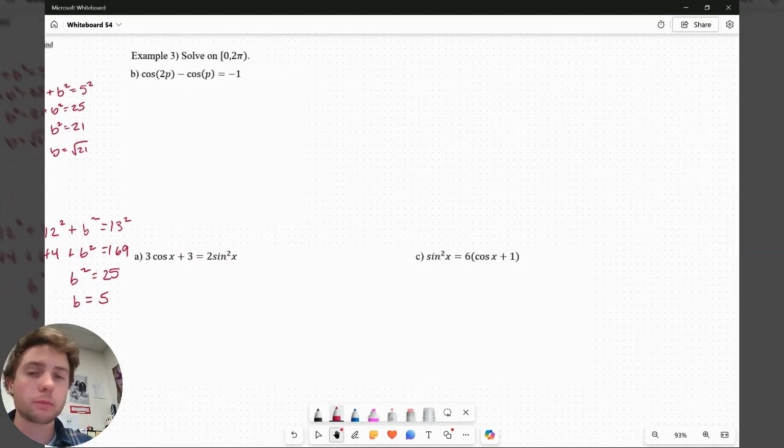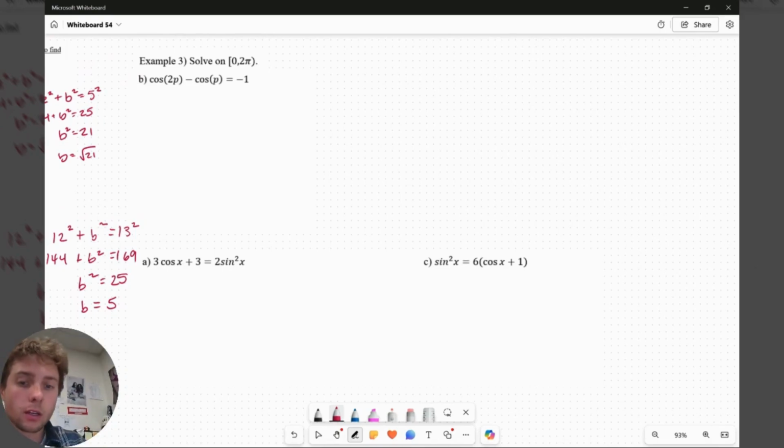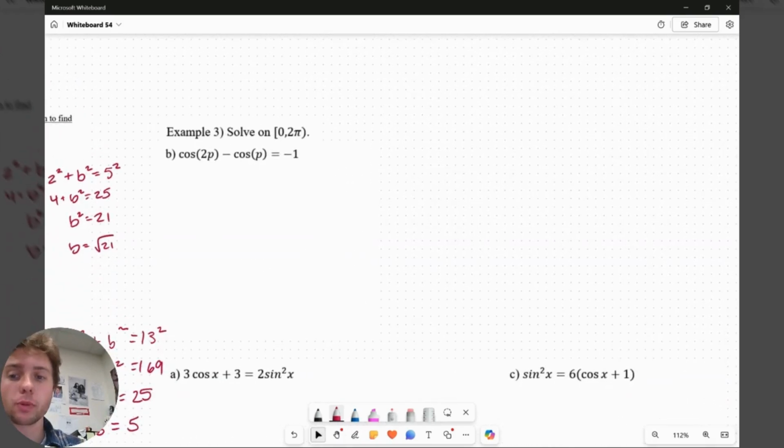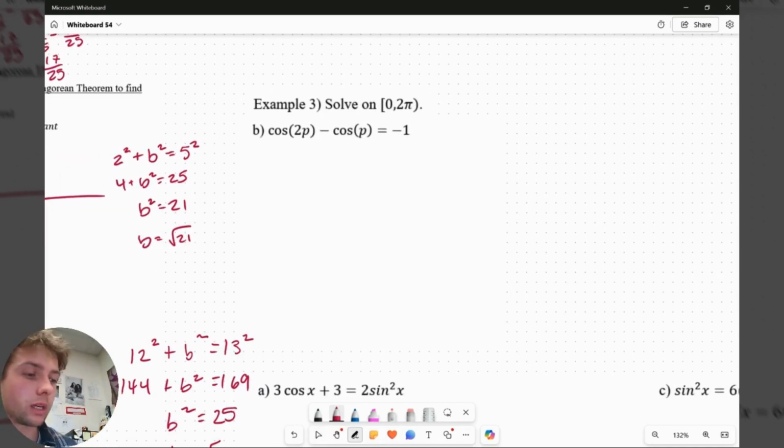But this process might look a little different when we start to solve. Let's go ahead. Let's look at some examples of this now. So looking at solving some of these problems now. It says B, solve on 0 to 2 pi for cosine 2p minus cosine p. Well, cosine 2p, that doesn't serve me any good because I can't really do anything with that when the 2 is on the inside. So let's change it to a form that we know.